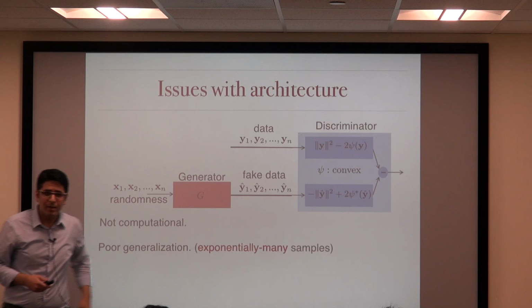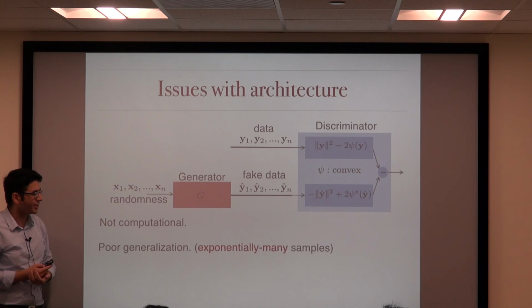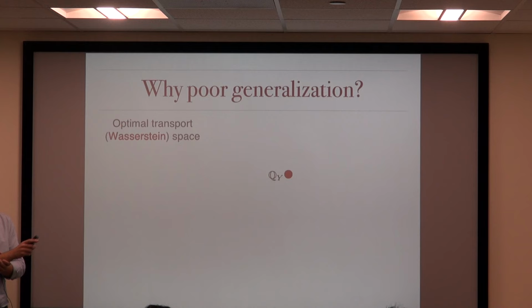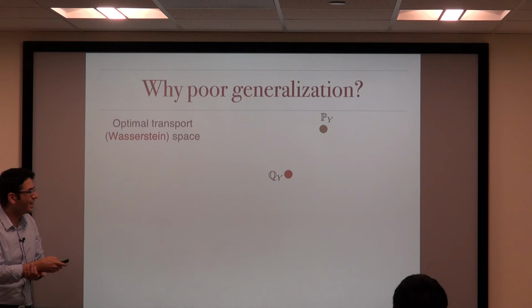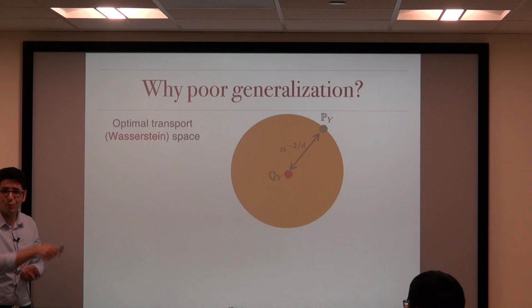Okay? All right. So where do we get this poor generalization here? Think about the space of optimal transport when we measure the distances with the Wasserstein metric. This is the population solution, the Gaussian solution that I have. And this is the empirical version that I'm observing, right? So I'm observing M samples from this Gaussian distribution. It turns out that the distance between these two can be extremely large.